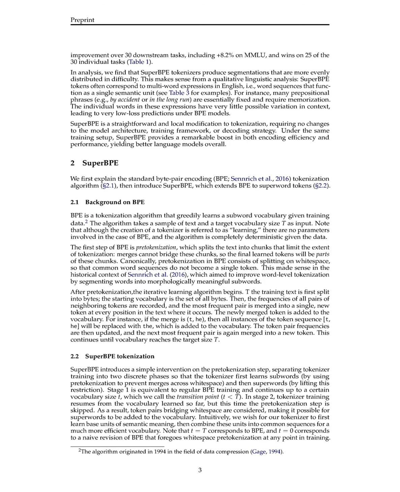The SuperBPE method aims to solve the problem of inefficient tokenization in language models, LMs, by introducing a two-phase tokenization process that allows for the learning of both subword and superword tokens. Traditional byte pair encoding (BPE) tokenization restricts merges to whitespace-separated chunks, which can lead to suboptimal tokenization and fails to capture multi-word expressions that function as single semantic units.